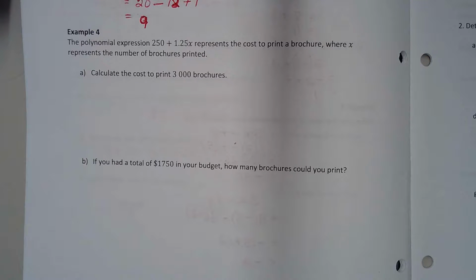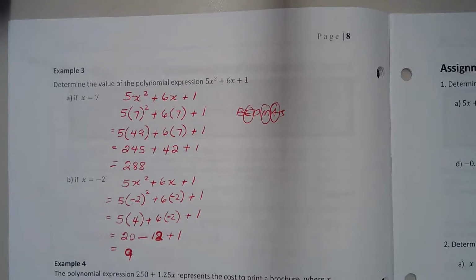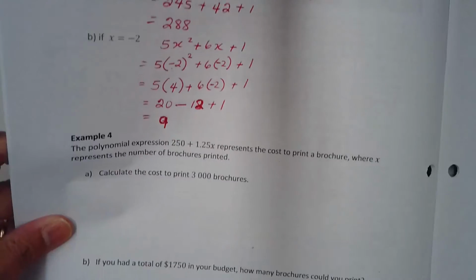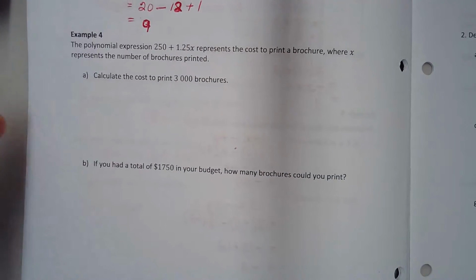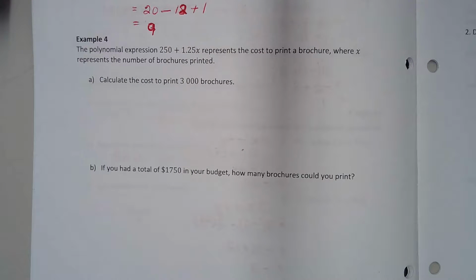Okay, so we're on example number 4 on page 8. We're just continuing this on. So example 4 says here, the polynomial expression 250 plus 1.25x represents the cost to print a brochure, where x, okay, now we're getting into some kind of a problem or some kind of a context or meaning to this x. So it says here, what is x?